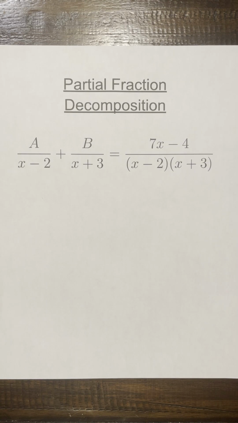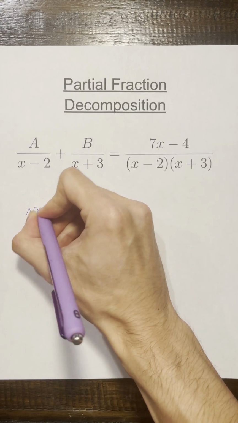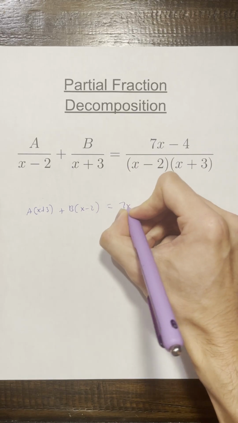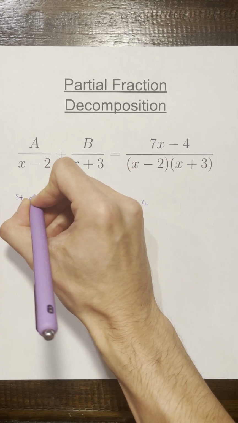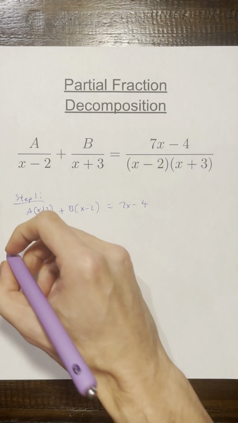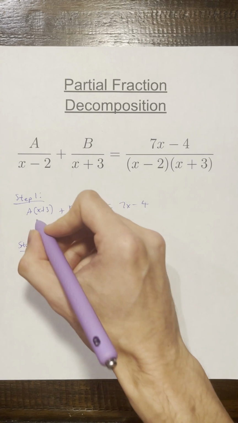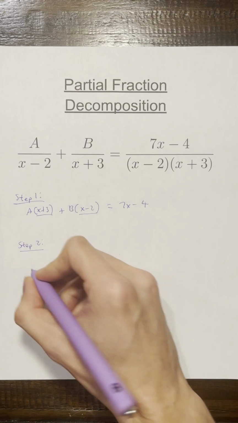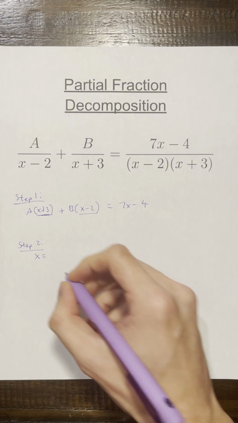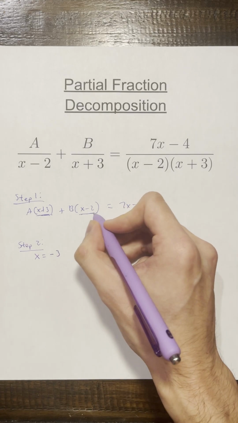Okay, so to summarize, step 1 is to get something that looks like this. Okay, so that's step 1. What was step 2? Step 2 is to set this and this equal to 0. So if this is 0, x would have to be how much? -3. And if this is 0, what would x have to be?